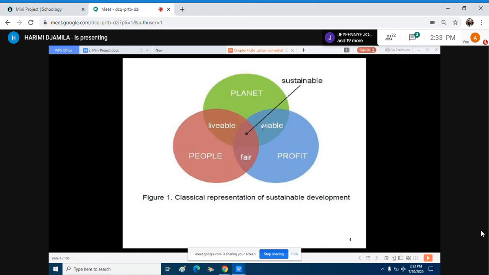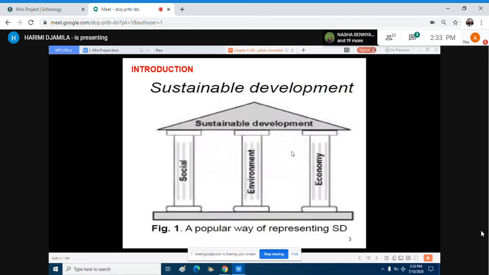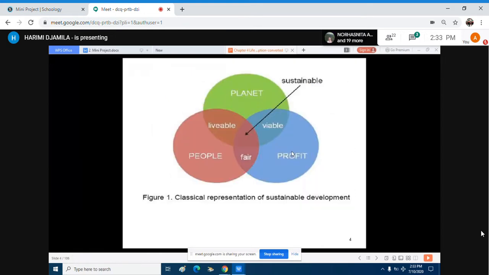Viable, which is the intersection between planet and profit, means able or capable of working successfully, or feasible. Okay, this is the intersection part. So remember, sustainability not only includes the environment, it also includes the social aspect and the economic aspect.